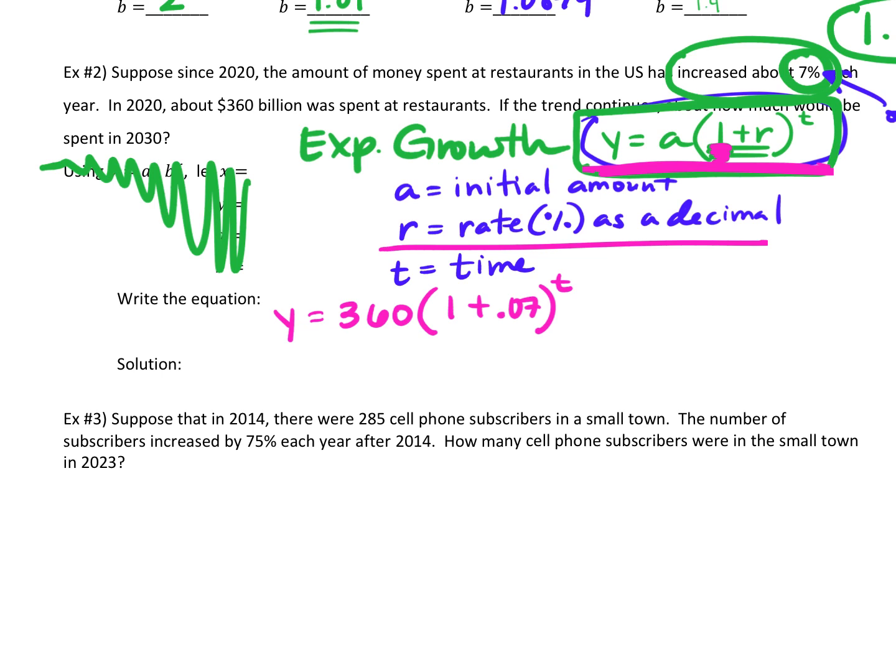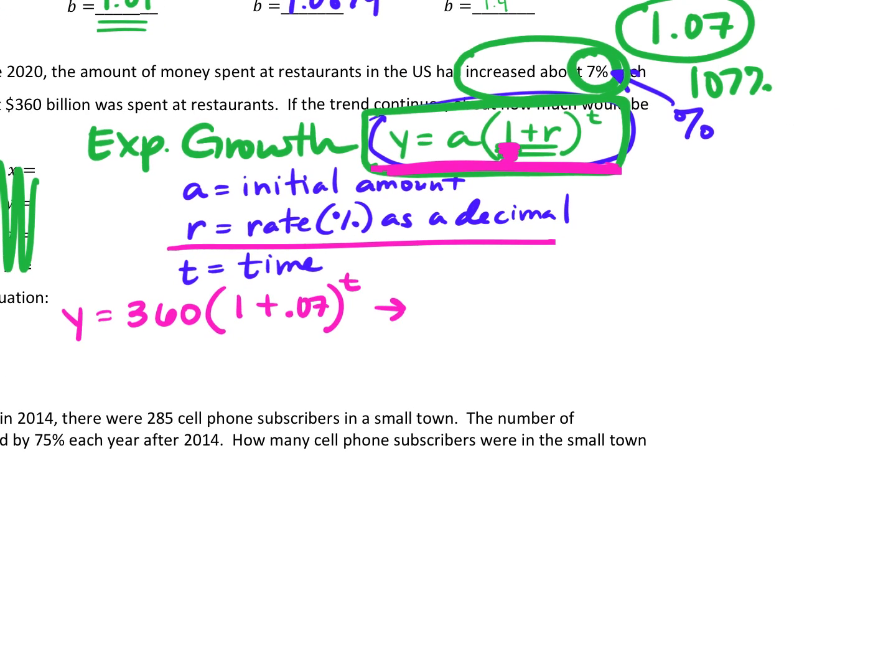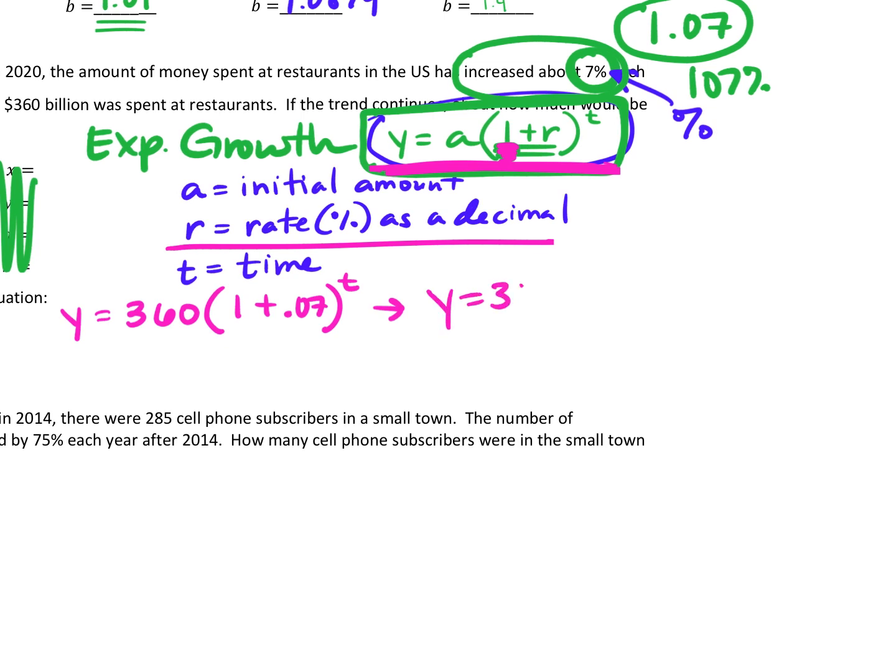So this is your equation that you're working with. You are welcome, if you want, to call it y equals 360 times 1.07. Just add those together. I like it like that. But if you leave it like this, it's not wrong.